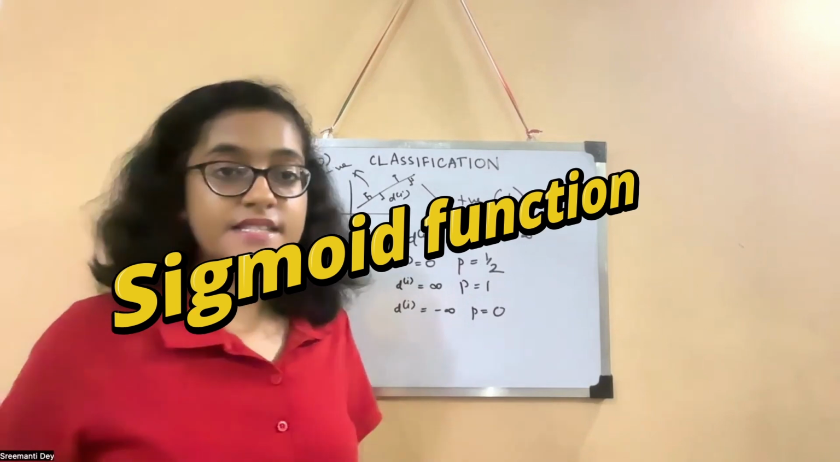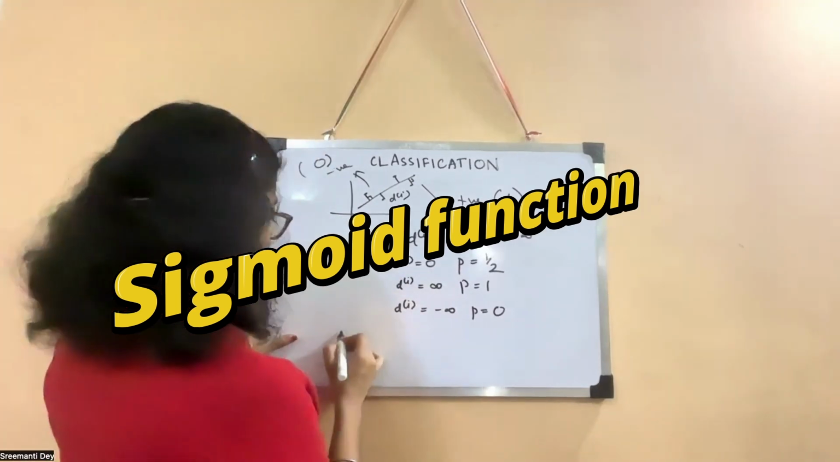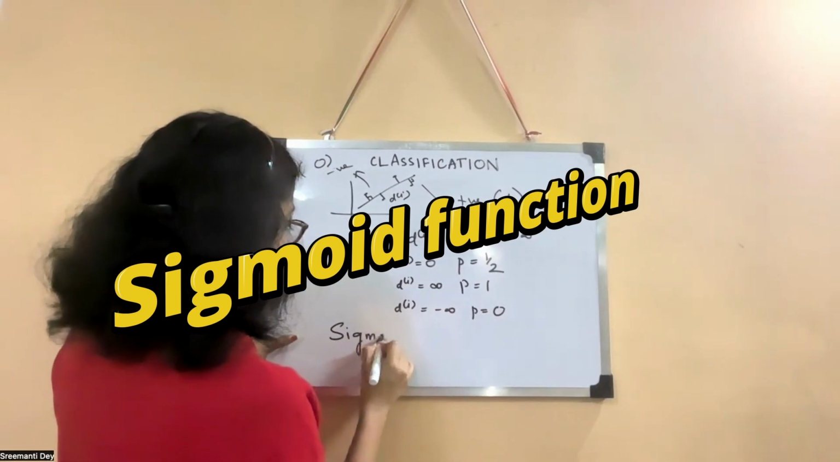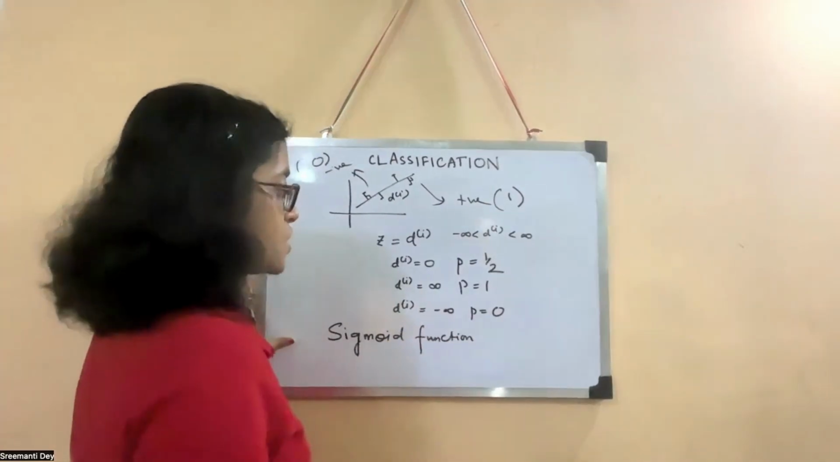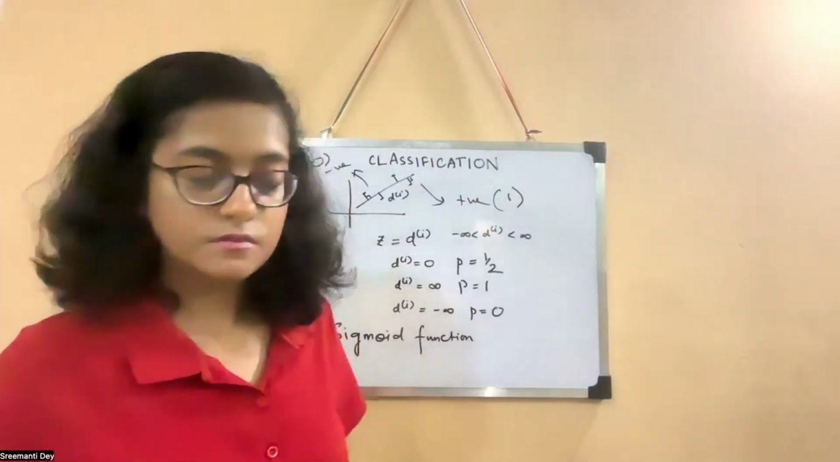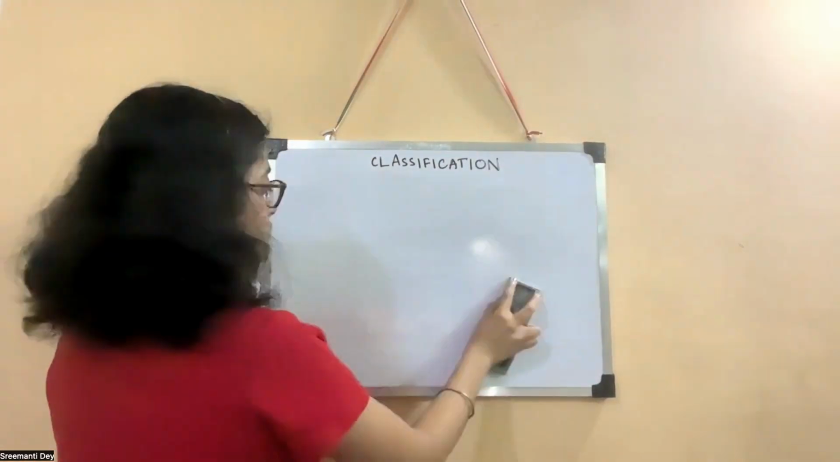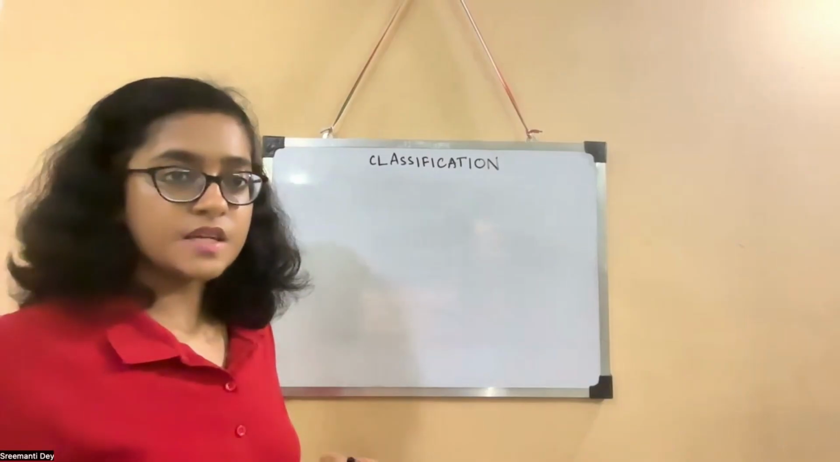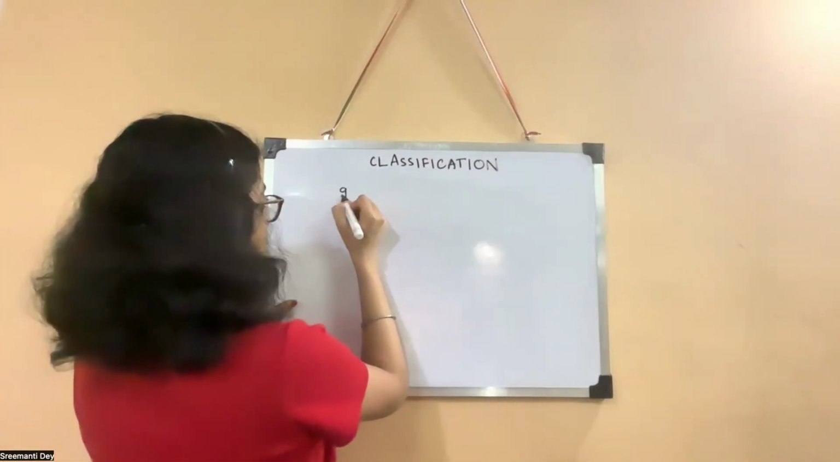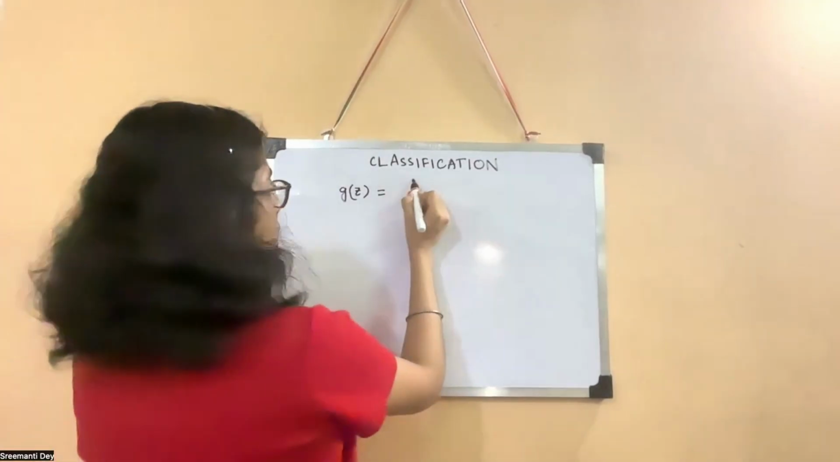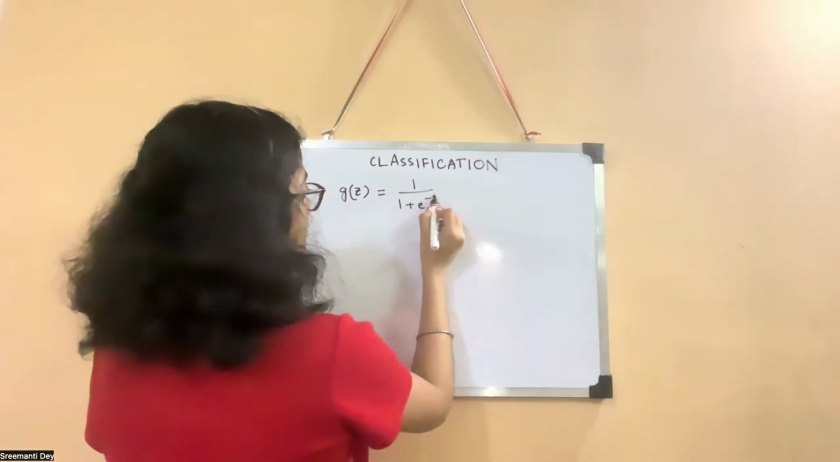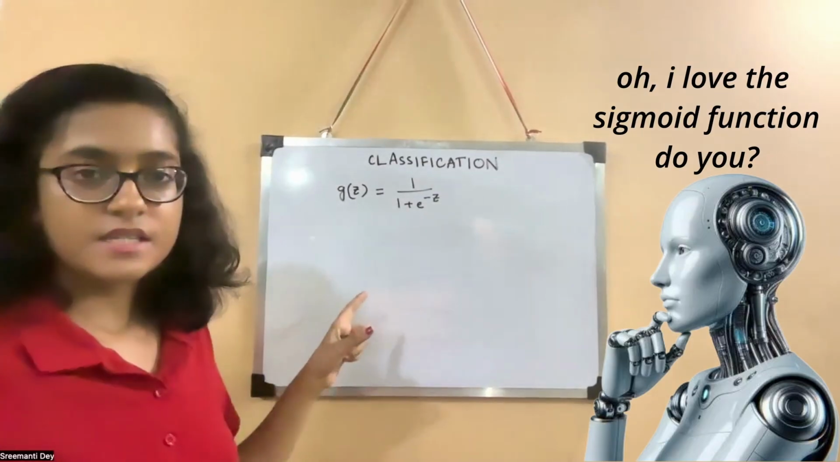So now what function fits all these conditions? Yes, that is the sigmoid function. Write this down. So now we are going to see what the sigmoid function looks like. We denote it generally as g as a function of z. It would be 1 upon 1 plus e to the power minus z. This is the sigmoid function.